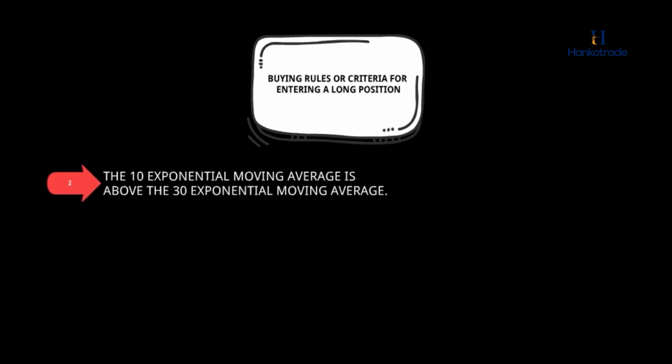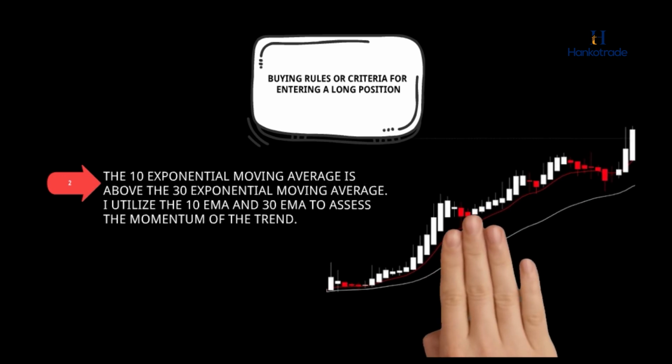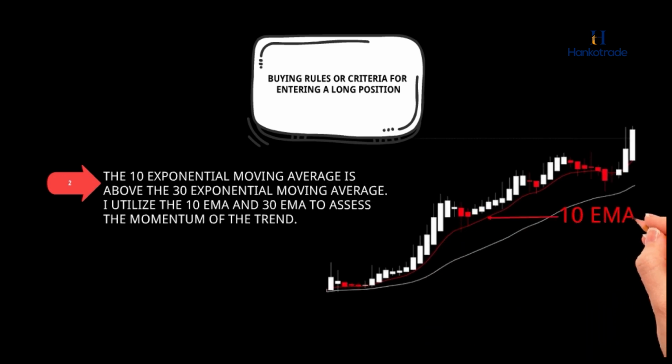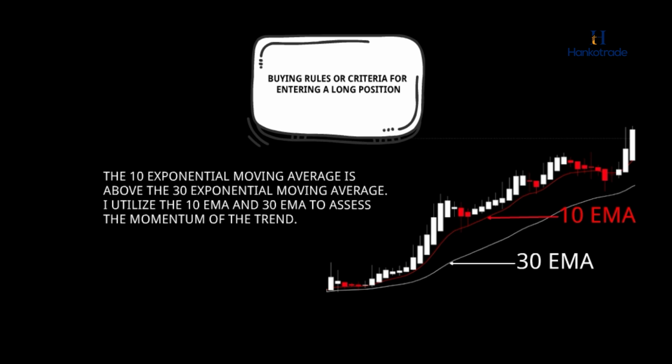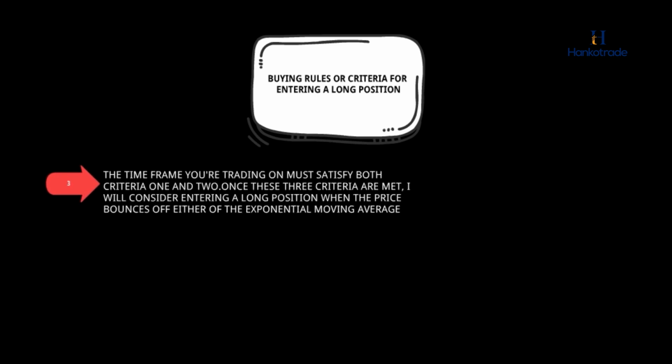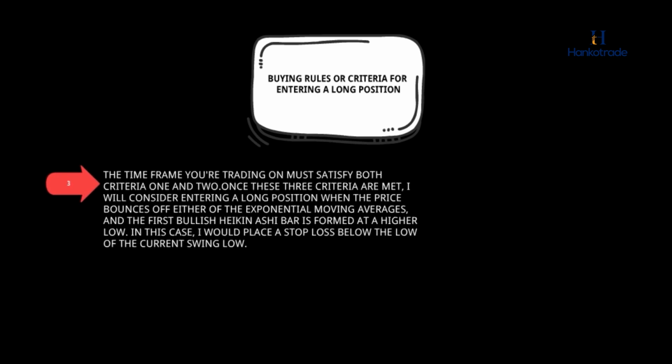Criteria number 2, the 10 exponential moving average is above the 30 exponential moving average. I utilize the 10 EMA and 30 EMA to assess the momentum of the trend. Criteria number 3, the time frame you're trading on must satisfy both criteria 1 and 2.